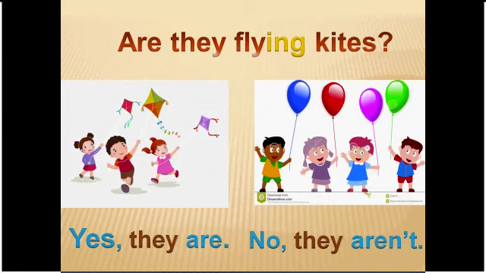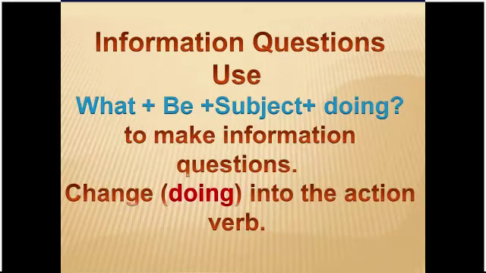Now another type of question, the information question, which is used to get information about something. In order to make an information question, you need to use the word what, then after what, a verb to be, then the subject, after that, the verb doing. And if you answer, you need to delete the verb doing and add the action verb that you asked about. Okay?